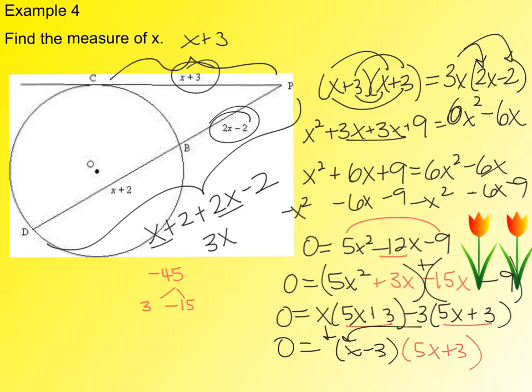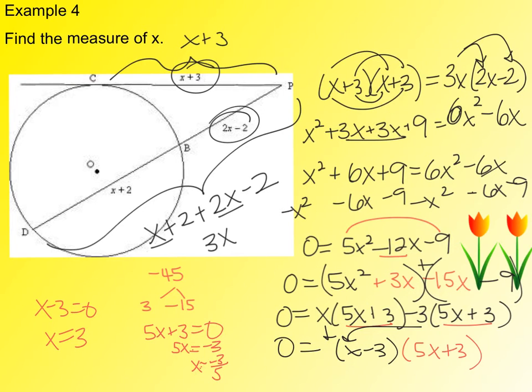I'm then left with two algebra problems, and I have x minus 3 equals 0, so x equals 3. And I have 5x plus 3 equals 0. So if I subtract 3 on both sides, I'm left with 5x equals negative 3. Divide both sides by 5, and x equals negative 3/5.